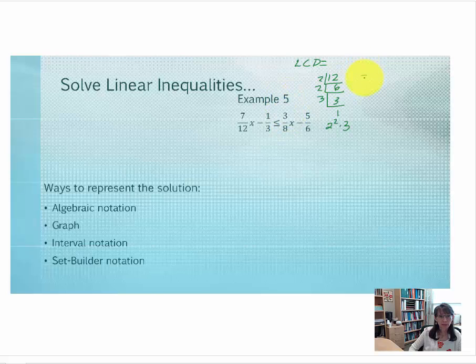Then I've got 3 in another denominator. So 3, you can see, is already prime. Next we have 8. 8 is divisible by 2, leaving us 4. 4 is divisible by 2, leaving 2. 2 is divisible by 2, leaving 1. So 2 times 2 times 2 would be 2 cubed. Finally, we've got 6 in a denominator. I could divide by 2 to get 3, divide by 3 to get 1. So the factors are 2 times 3.